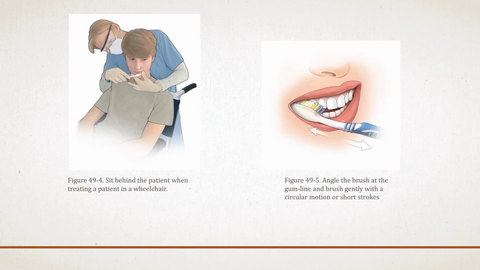Okay, so these are some of the alternative positions. You may want to sit behind the patient or stand when treating them in a wheelchair. Or many times when I went to the nursing home, I was practically in bed with the patient trying to treat them. You want to show them properly how to brush their teeth at an angle along the gum line and brush gently with a circular motion or short strokes. If the patient is able to do this, show them. If the caregiver is able to do this, show them.